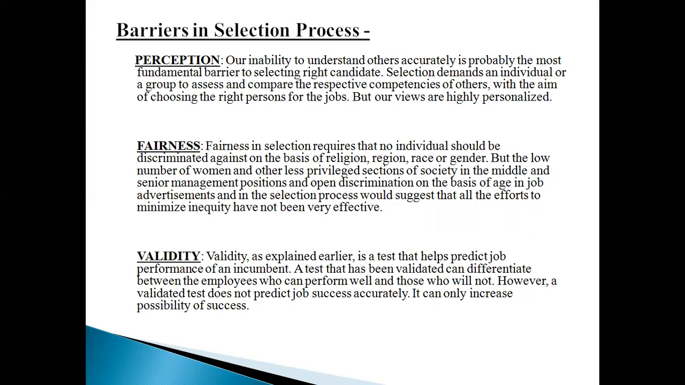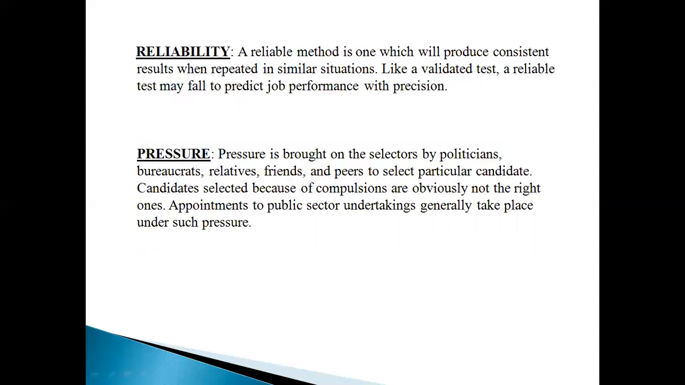Validity. Validity, as explained earlier, is the test that helps predict the job performance of an incumbent. A test that has been validated can differentiate between employees who can perform well and those who will not. Yes, validity is explained as the test taken which could help to predict the job performance of the incumbent. How he performs in his job, we could recognize that very properly. That is validity. Reliability. A reliable method is one which will produce consistent results when repeated in similar situations. A reliable method is the one which produces consistent results when repeated in similar situations.